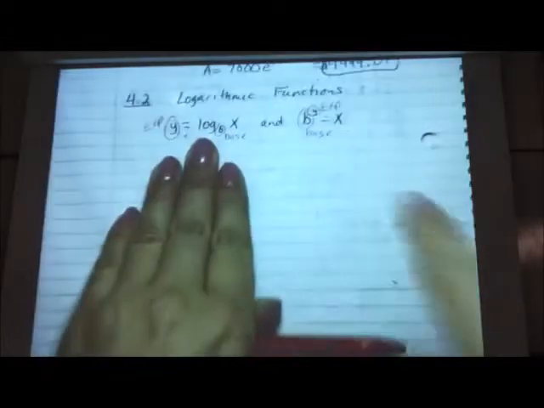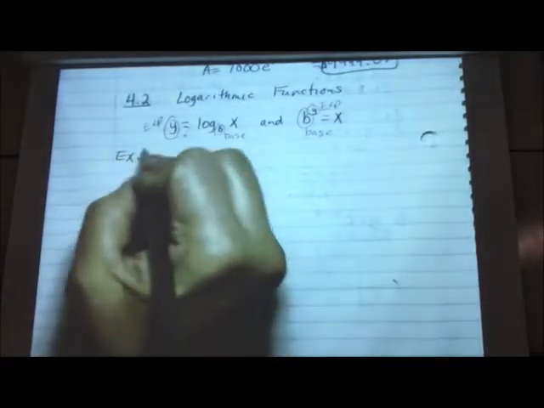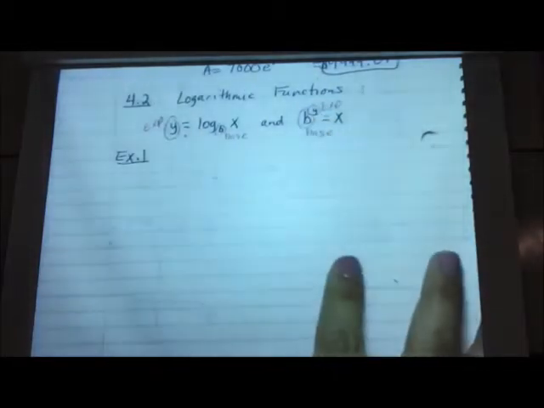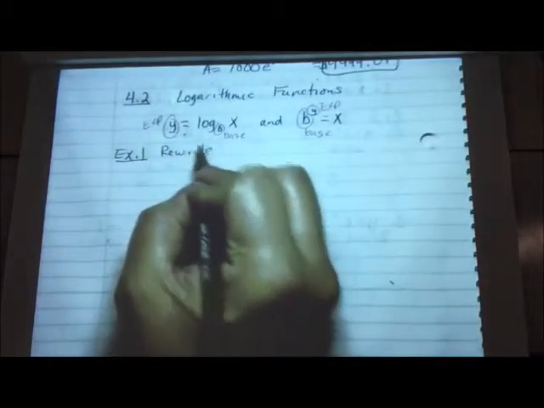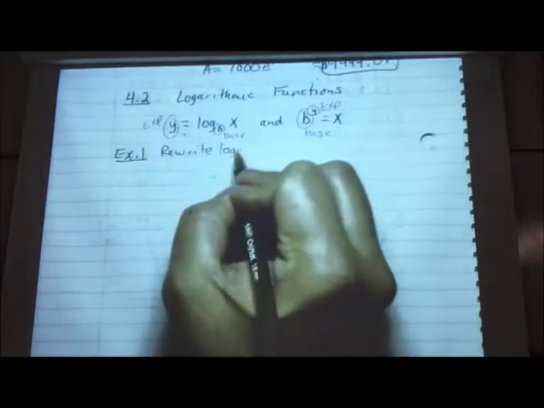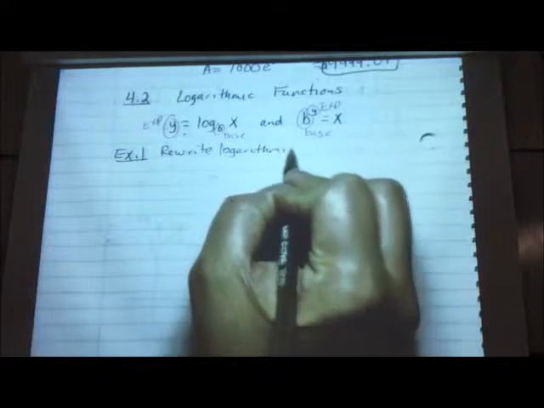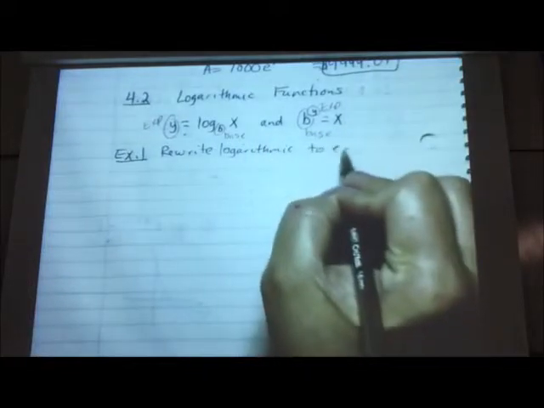So this is the same thing as this. Do not be confused. Do not be told otherwise. Wait, so y is exponent? Y is the exponent and b is the base. Okay. So for the first example, we need to rewrite logarithmic to exponential.